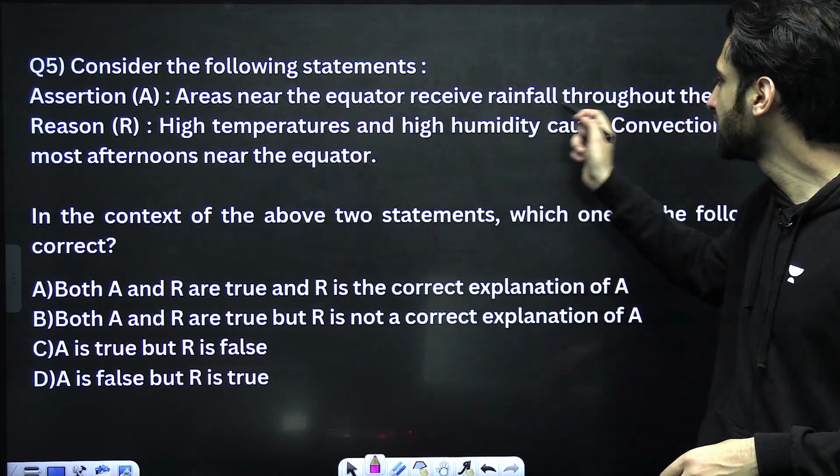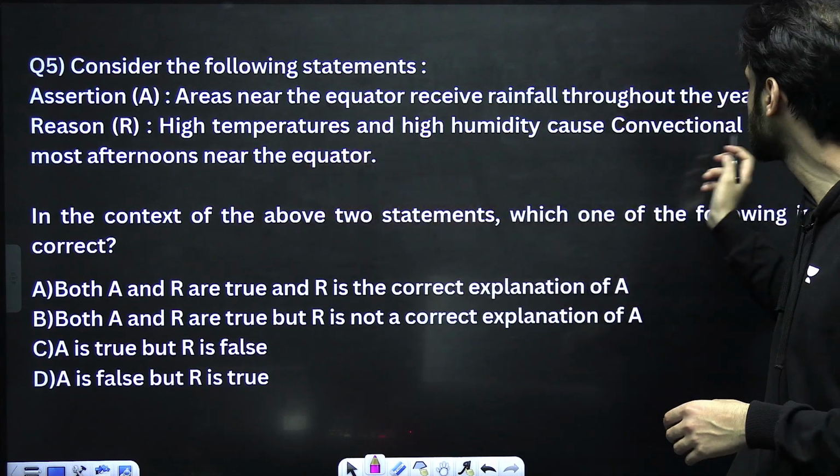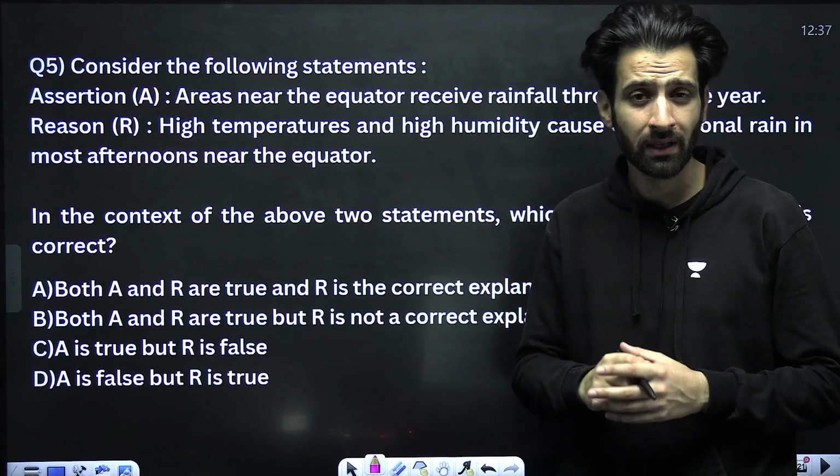Areas near the equator receive rainfall throughout the year. First statement, and the reason is that high temperatures and high humidity cause convection rains in most afternoons. Is it right or wrong?